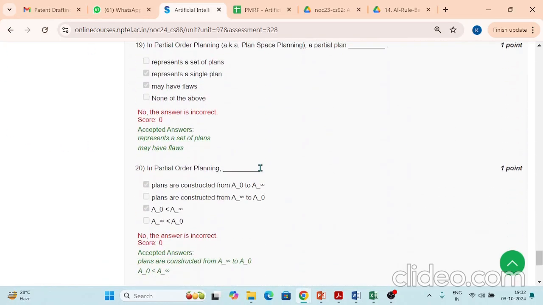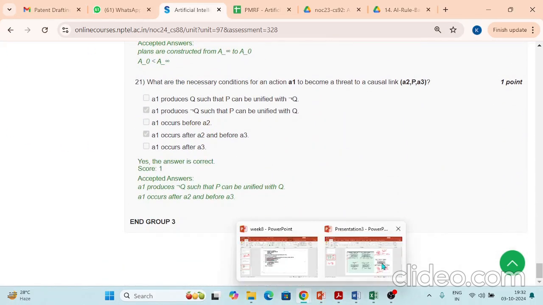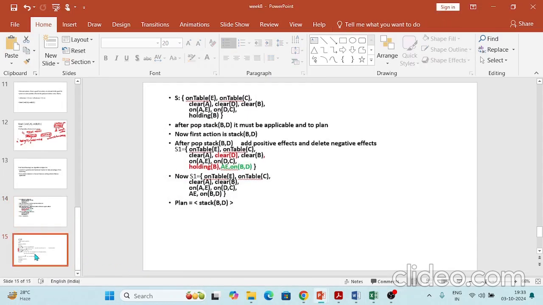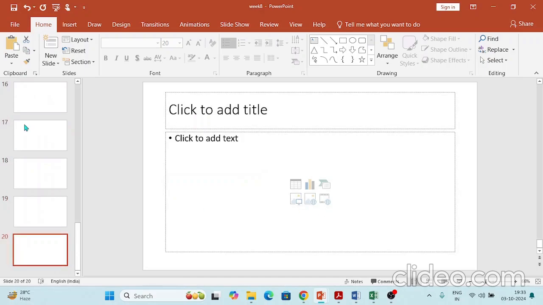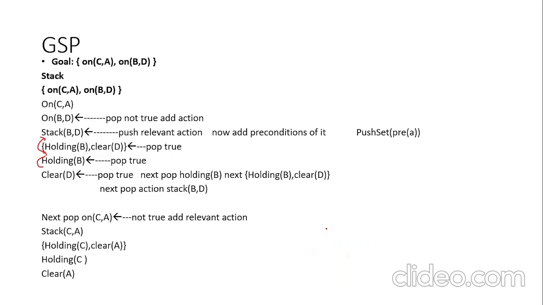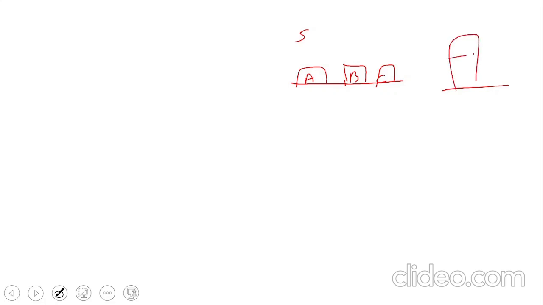We will see one more small example of goal stack planning. We will take this as our start state: A, B, and C. Our goal state is A, B, and C.